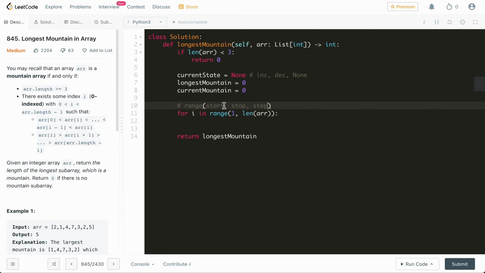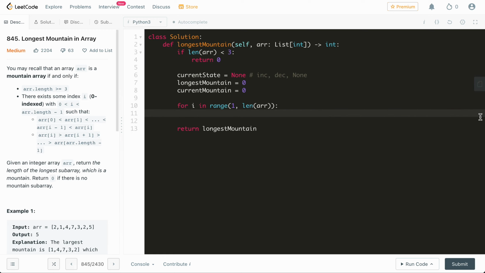So it is inclusive at the start, meaning it will include a 1 in the range. It will not include the stop. So if the stop was 5, it would stop at 4, depending on what your step is. And the step is just the amount of numbers to increase each time you pass through this iteration, okay?